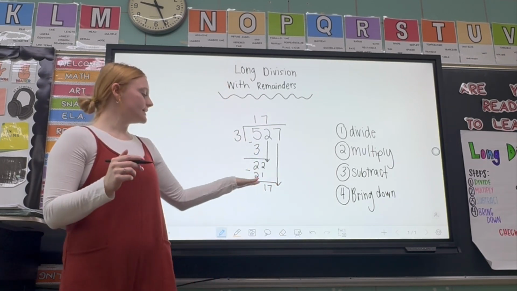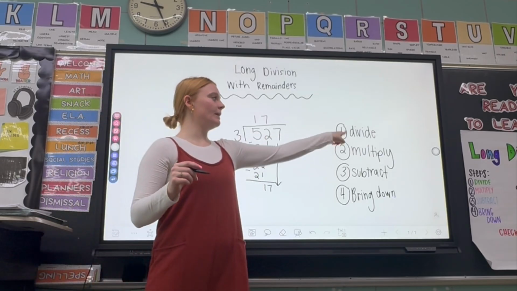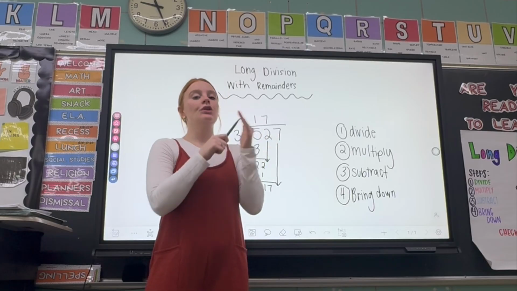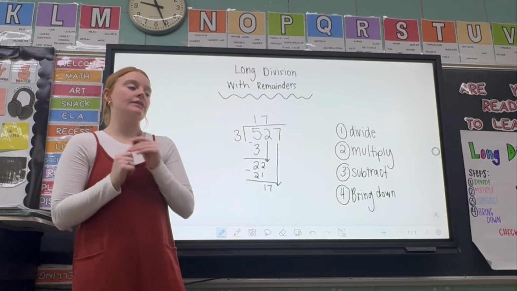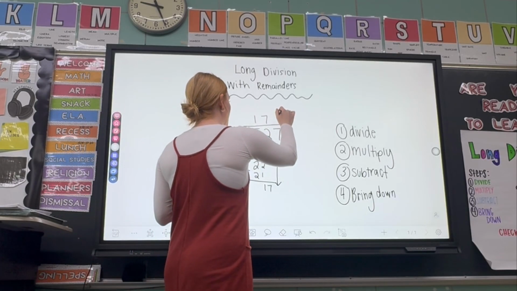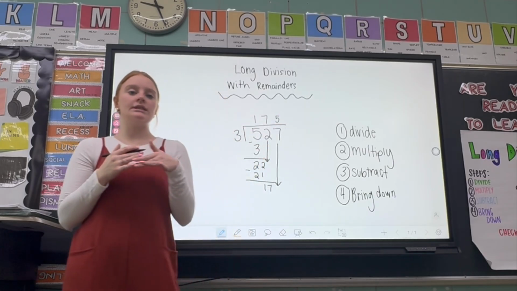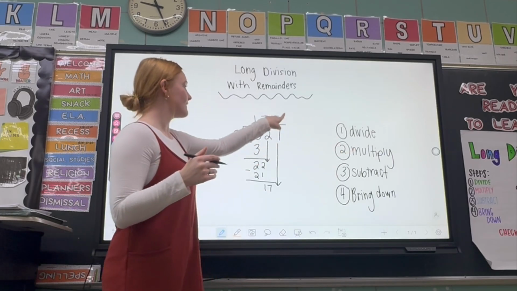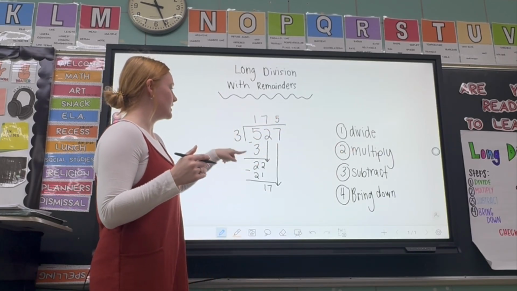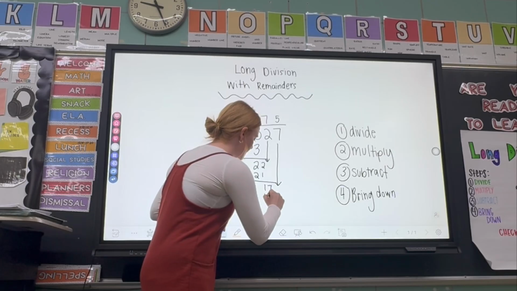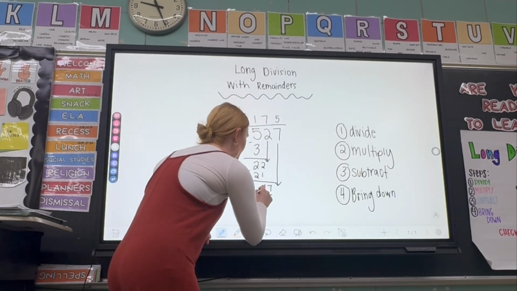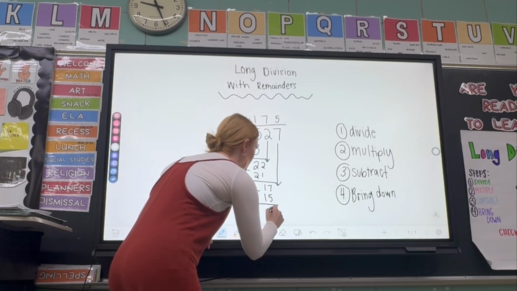So I'm going to say 17 divided by 3, or in other words, how many times does 3 go into 17? I'm thinking 5 is going to be my closest answer. So I divided that, I put my 5 there. Now we multiply. 5 times 3 is 15. I subtract 17 minus 15 to get 2.